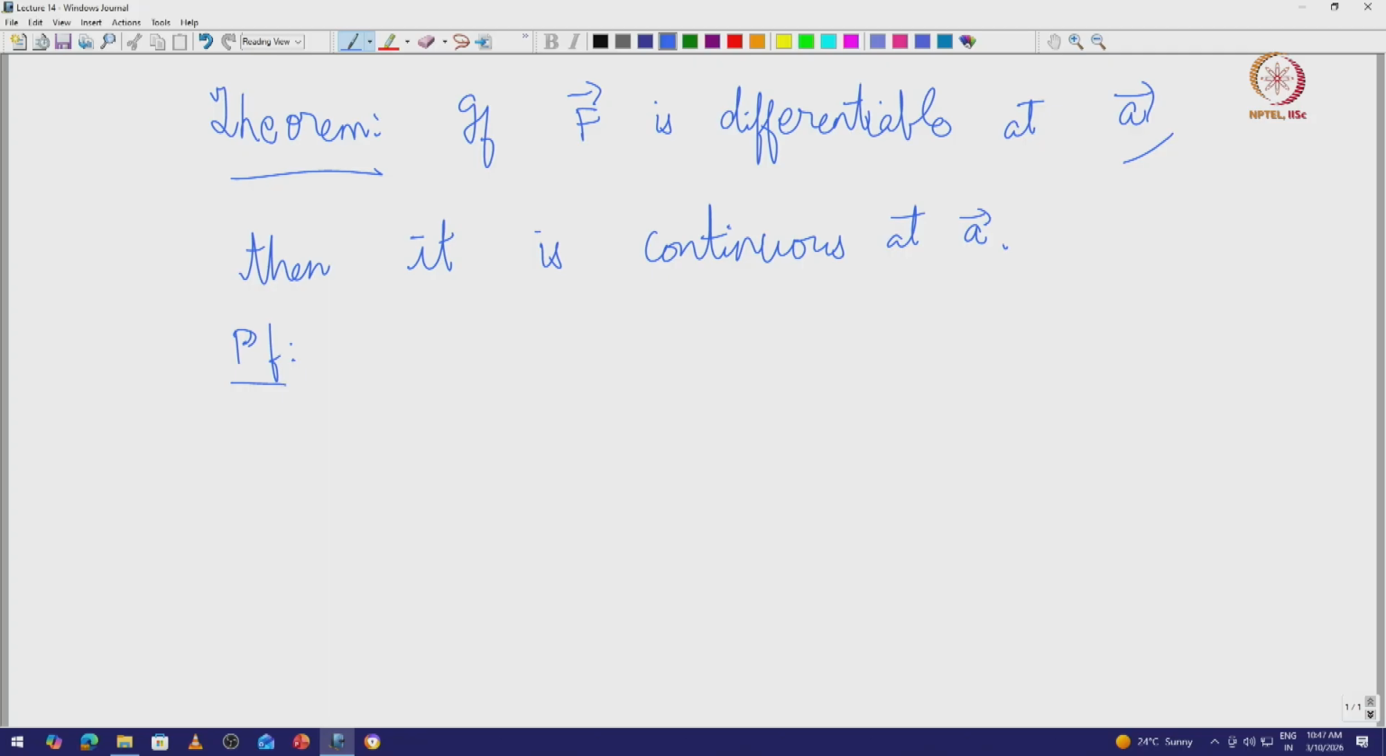Yeah? So the proof is more or less the same as the one variable calculus proof, just that it involves a little bit more bookkeeping. So the idea is to look at the error made in the linear approximation, so to say. Yeah? So you have a linear map, this is the error, and this divided by h goes to 0 as long as h is small enough.